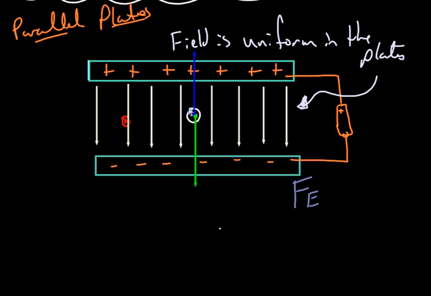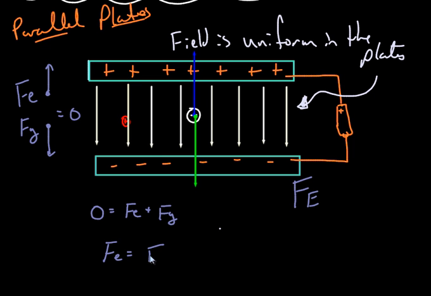So if this is sitting still, okay, what that means is Fe upward and Fg downward, adding those together equals 0. So what we could say is 0 equals Fe plus Fg, or in other words, Fe is equal to Fg, but they're in opposite directions. Okay? That's all that negative means, is in opposite directions.